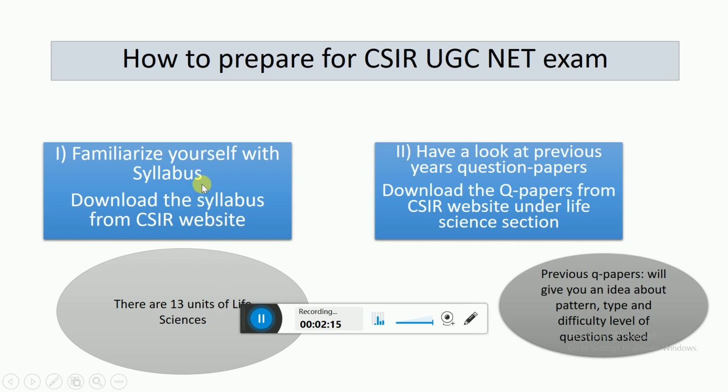Once you are done with the syllabus, you should also download the previous year question papers, again from the CSIR website. This paper is conducted by CSIR twice a year, so for each year you will see two sets of question papers. The main purpose of downloading these question papers is that you can get an idea about the pattern, the type of questions being asked, the frequency of repeating questions, and obviously the difficulty level of the questions.